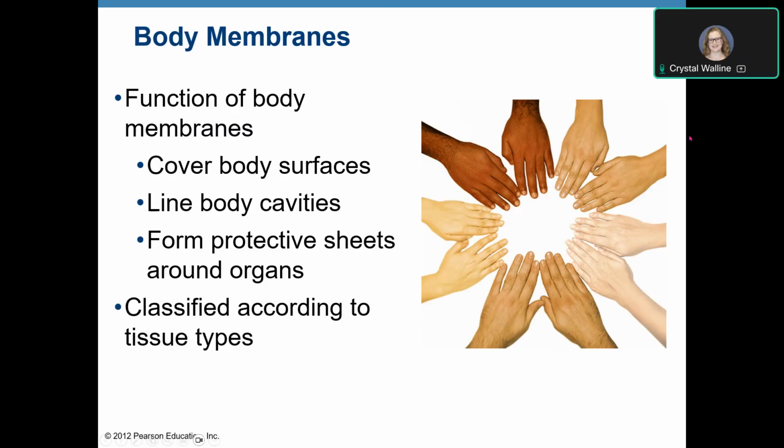The integument is made up of several different types of body membranes. Membranes are designed to cover body surfaces, line cavities, and to form protective membranes around your organs. They're classified according to their tissue type as well as their function.